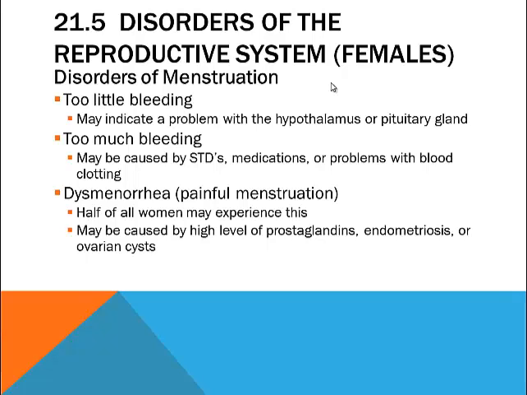There are 2 types of cysts. One is a follicular cyst. This is usually caused by a failure of a developing follicle to burst. The second type of ovarian cyst is a corpus luteum cyst. This occurs when the corpus luteum does not break down properly.